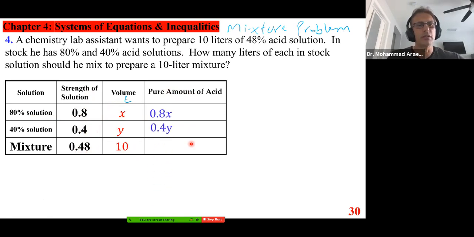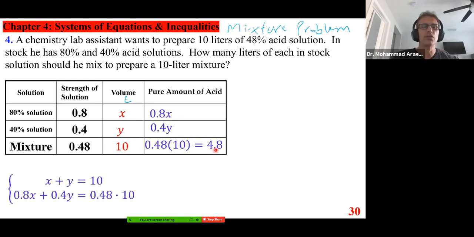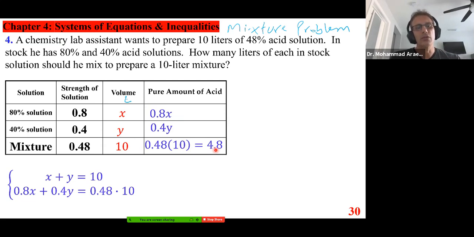So that's what we get. And this gives us the first equation, x plus y equals 10. And this last column, 0.8x plus 0.4y equals 4.8, gives us the second equation. Now we have a system of equations we can solve. And to solve this, basically we go with the substitution method.